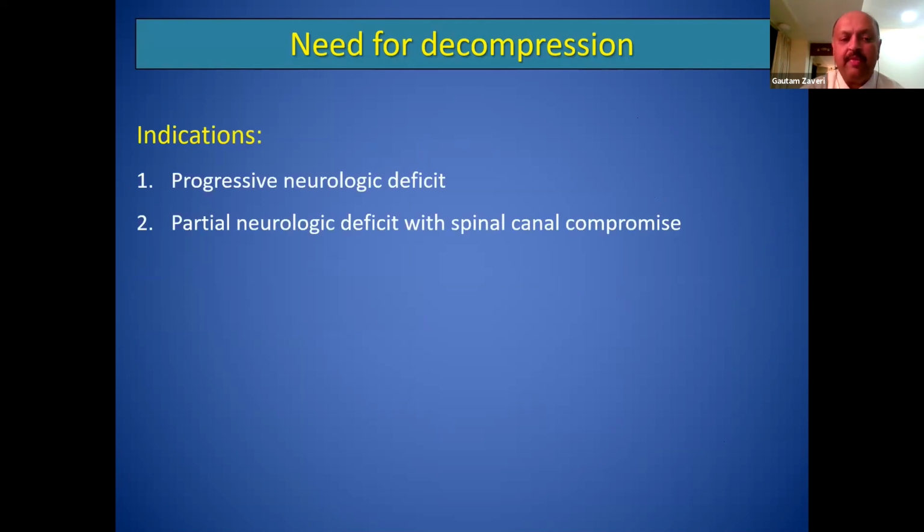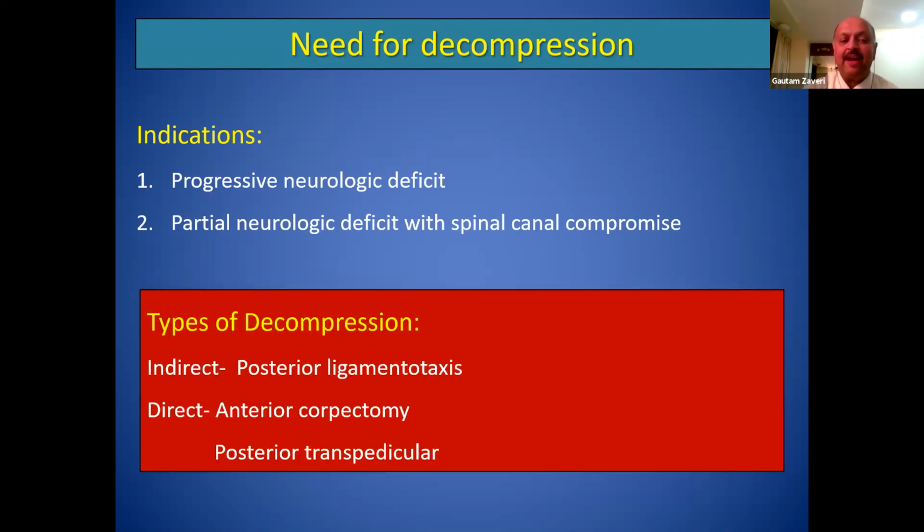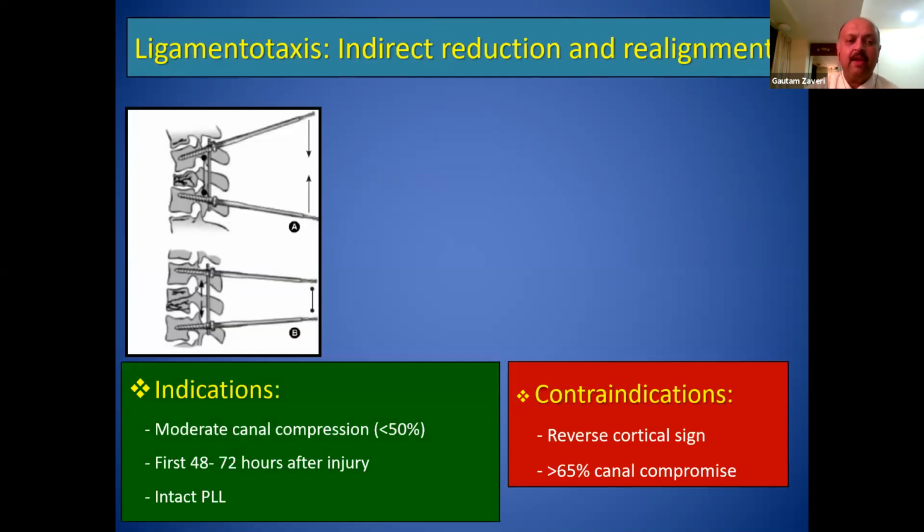We all know that a progressive neurologic deficit and a partial deficit with spinal canal compromise are indications for decompression. The methods for decompression are direct and indirect. Indirect is what is done posteriorly through a procedure called ligamentotaxis, and a direct decompression can be done anteriorly by doing a vertebrectomy or posteriorly through a transpedicular approach. Ligamentotaxis is not unlike what is done in extremity fractures.